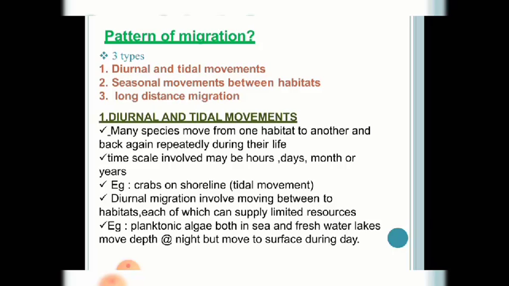So what is this diurnal? Diurnal means daytime and nighttime. The individuals are involved in moving between two habitats. An example is plankton. Planktonic algae come to the surface during daytime for photosynthesis and move to the deeper or lower side for the accumulation of nutrients. If the plankton are on the surface, we term it epilimnion, epi meaning upper, and hypolimnion when they are moving towards the lower surface.